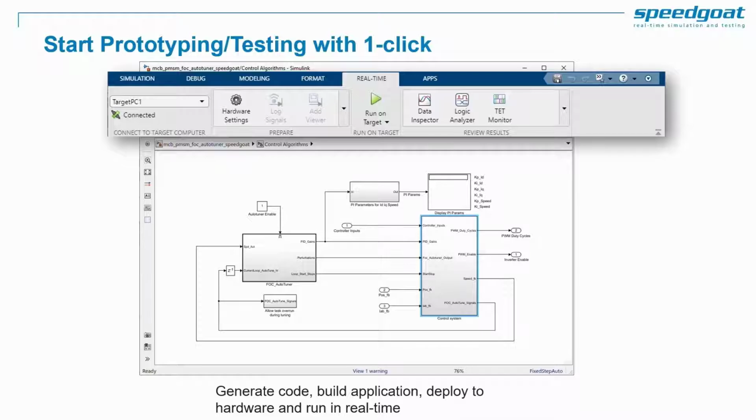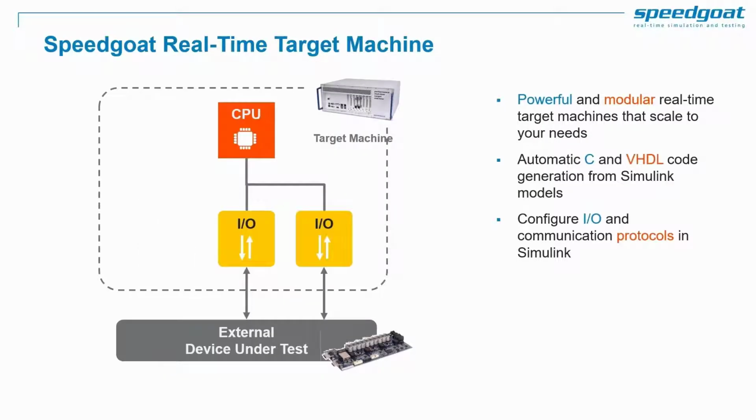After you have connected the Speedgoat target machine to the development computer, Simulink Real-Time Workflow lets you build real-time applications from the model and deploy to Speedgoat real-time target machines with just one click on Run on Target. Let us look more into what constitutes a real-time target machine. The target machine has multi-core CPU where the real-time application created from your Simulink model runs on it together with the Simulink real-time operating system.